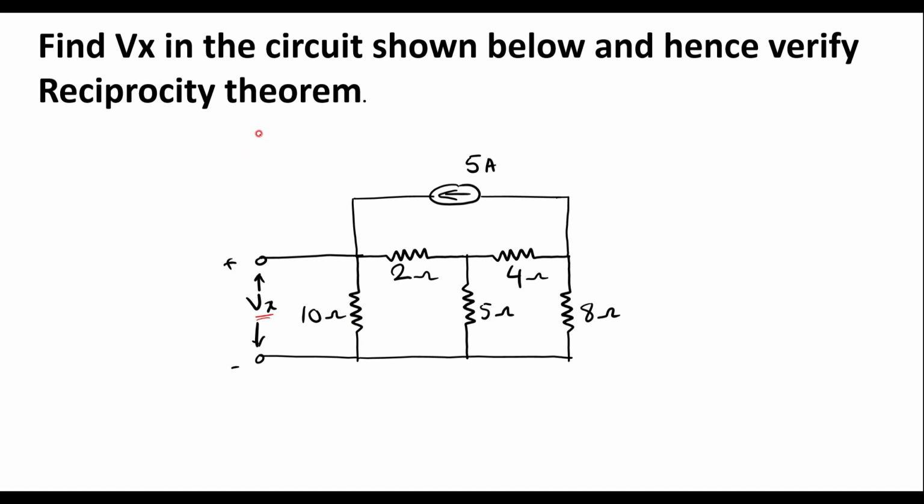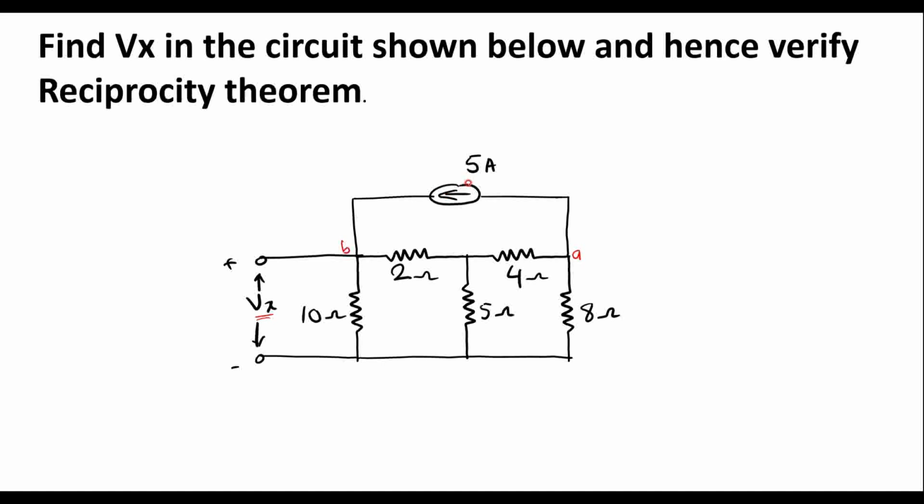verify the reciprocity theorem. So as we know, in reciprocity theorem, first we have to find the voltage Vx, which is nothing but voltage across 10 ohm resistor. Here we can find a current is flowing. Let me assume this is node A, this is node B. Here current is flowing from A to B, that is 5 amp.